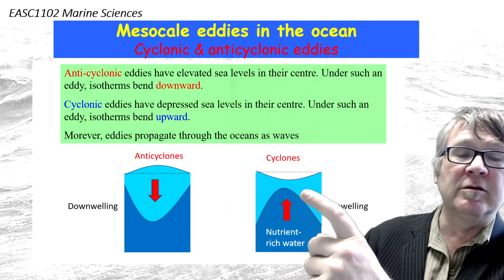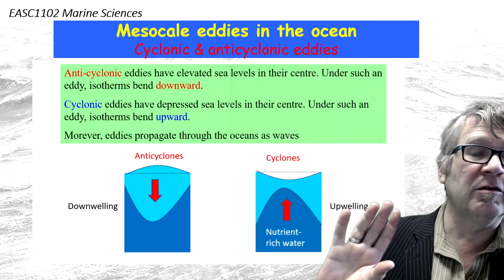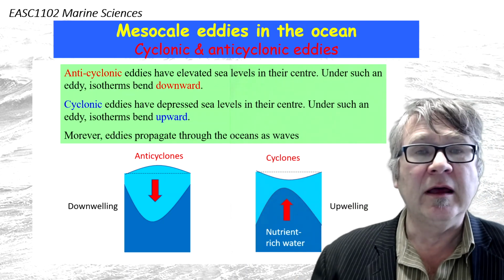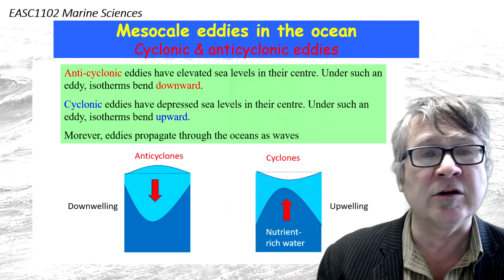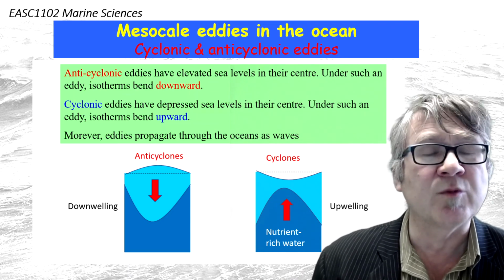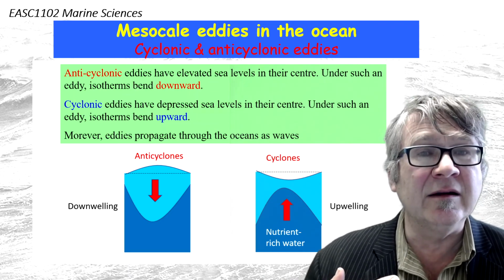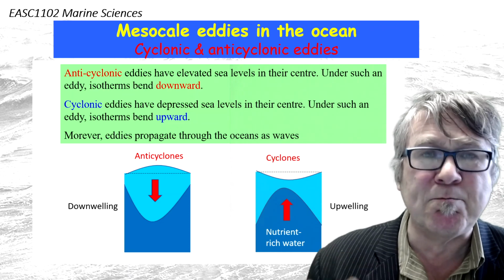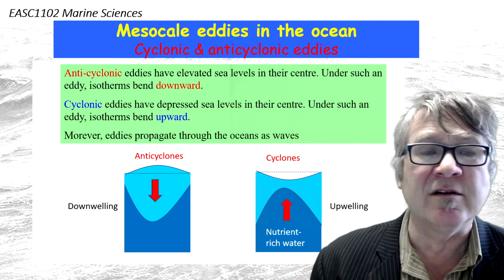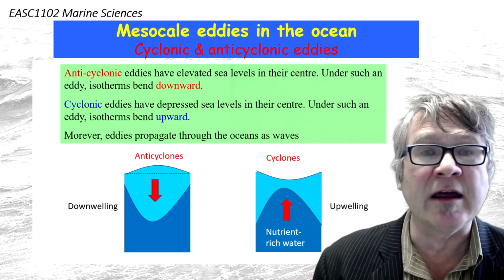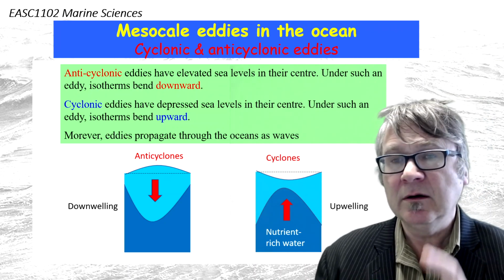Think about, you have a cyclone and it moves through the Atlantic Ocean, and wherever it goes, it has the potential to actually lift nutrient-rich water, not straight to the surface, but into the euphotic zone, and can create plankton bloom. That's cool stuff.